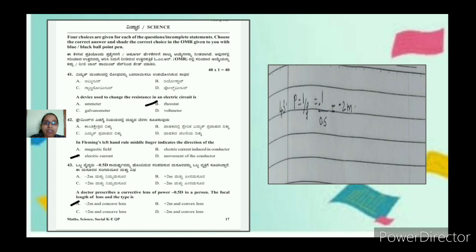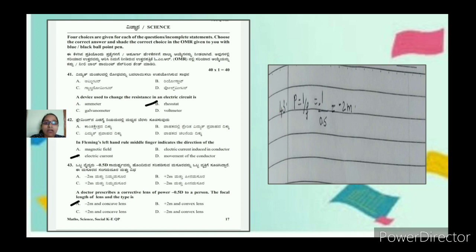The first question is a device used to change the resistance in an electric circuit is. So the answer is rheostat. Next question, in Fleming's left hand rule, middle finger indicates the direction of the electric current. So the answer is electric current.